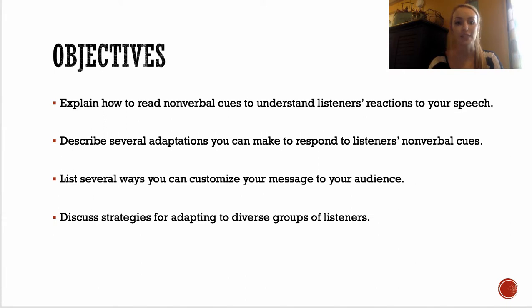So our objectives here are to explain how to read nonverbal cues to understand listeners' reactions to your speech. So basically, as a speaker, we have to be very cued in to what we are doing as a speaker, our facial expressions, our eye contact, our movement, our posture. But then we also have to be aware of how our audience is reacting to our message and our delivery style. Next, guys, we'll talk about describing several adaptations you can make to respond to listeners' nonverbal cues.